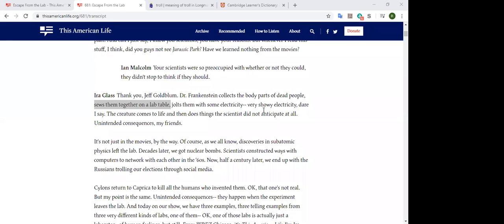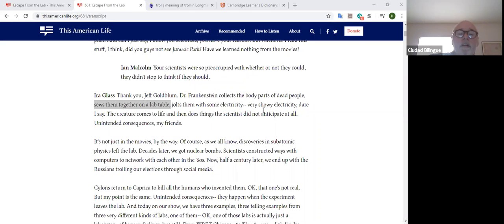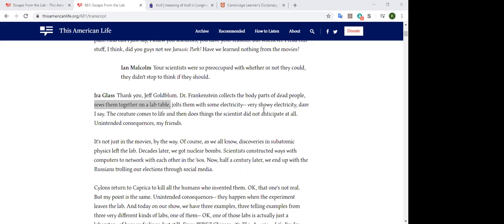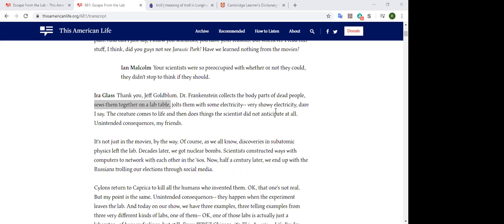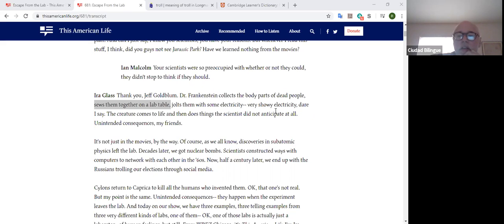Yes, he does. Okay. Does Dr. Smith sew them together on a lab table? No, he doesn't. So who sews them together on a lab table? Dr. Frankenstein sews them together on a lab table. Good. John Delgado, are you there?